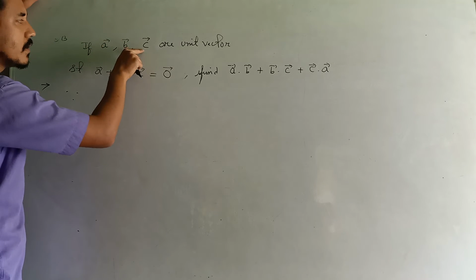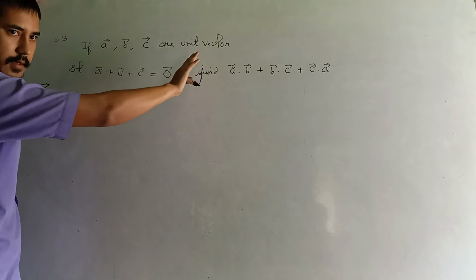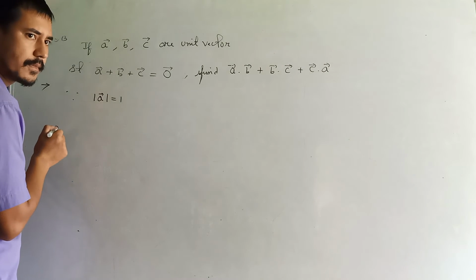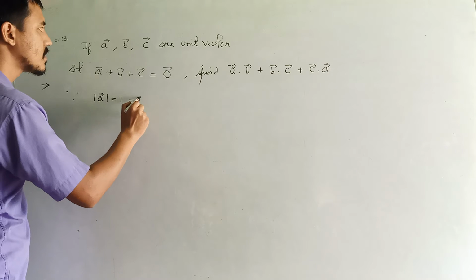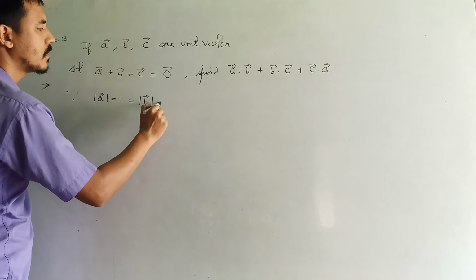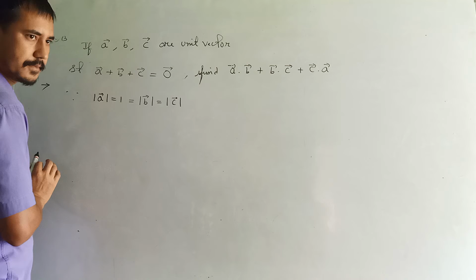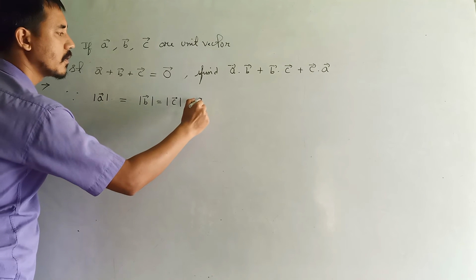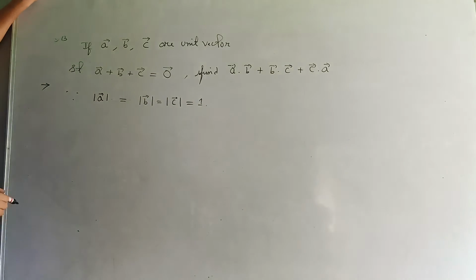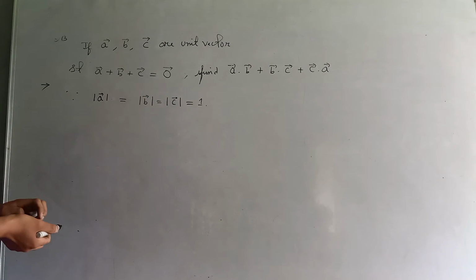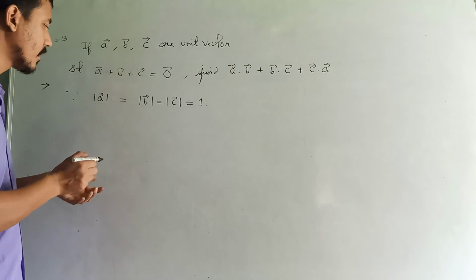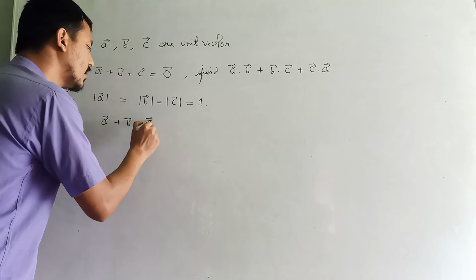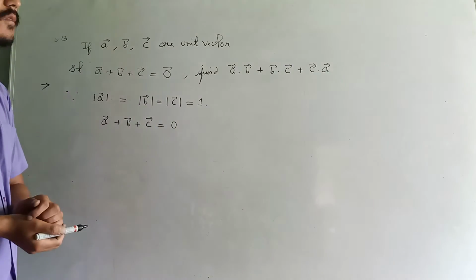Since A, B, and C are unit vectors, each of their magnitudes will be equal to 1, yes or no? Because unit vector means a vector of magnitude 1. That is the first case, from the first given condition. There is another given condition: if you add all the three vectors, then it will be equal to the zero vector. Zero vector means magnitude 0.